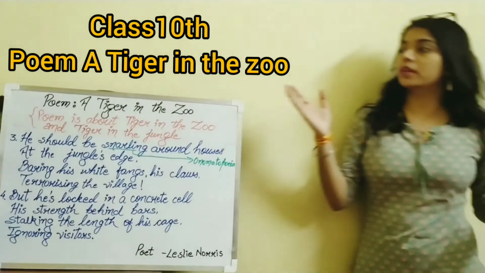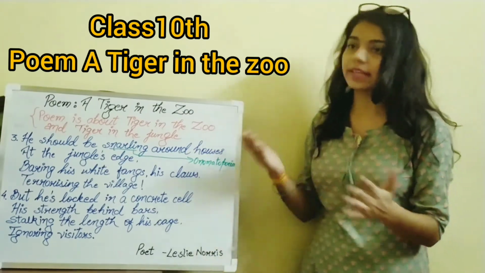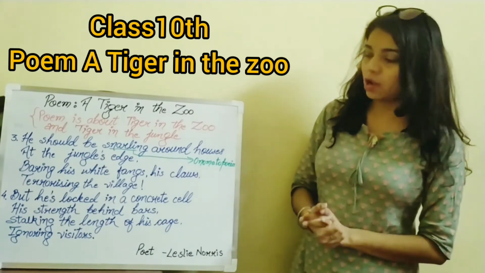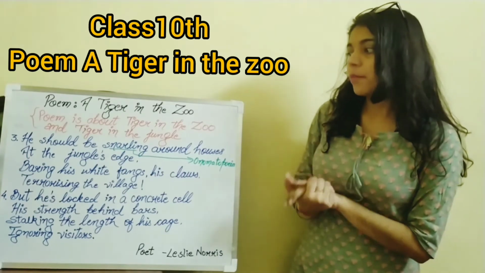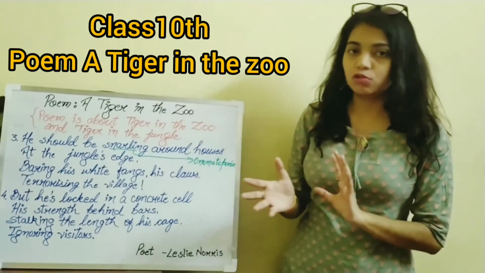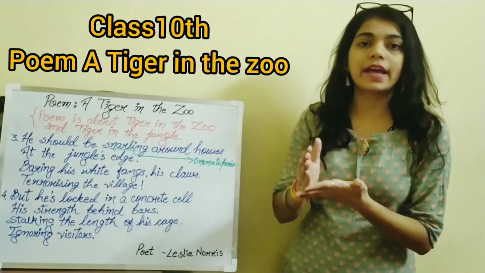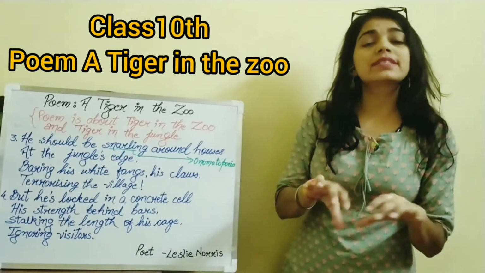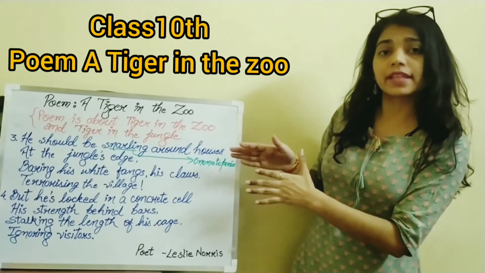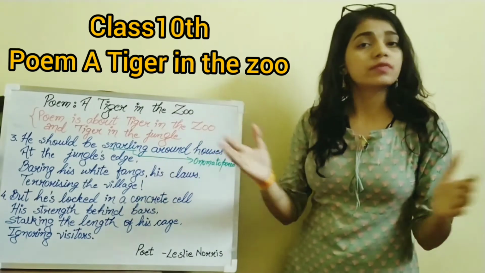As we were doing the poem A Tiger in the Zoo, this poem was about the comparison between the tiger in the zoo and the tiger in the jungle. So let's read the third stanza of the poem. He should be snarling around houses at the jungle's edge, baring his white fangs, his claws, terrorizing the village. Snarling is the sound of the tiger. If I say the birds are chirping, this means there is onomatopoeia present. In the same way, snarling denotes that the poetic device onomatopoeia is present here. So snarling is the sound of the tiger.